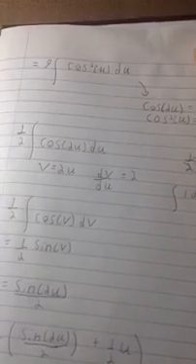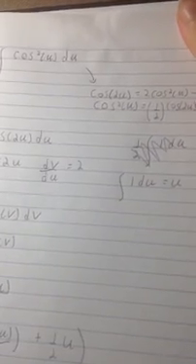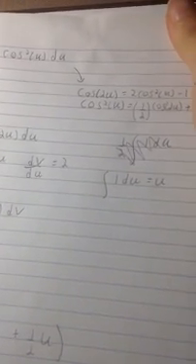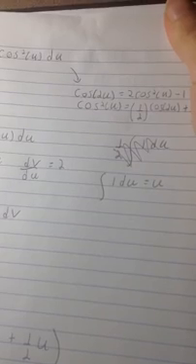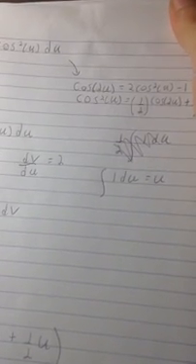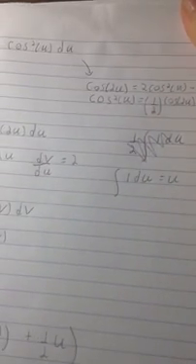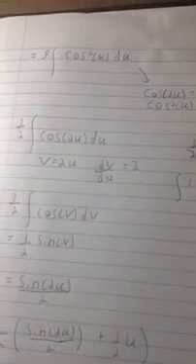And then you have 9 times the integral of cos squared u du. So here you can use the double angle identity, which is cos 2u equals 2 cos squared u minus 1, and cos squared u equals 1/2 cos 2u plus 1/2. So we just substitute that in.